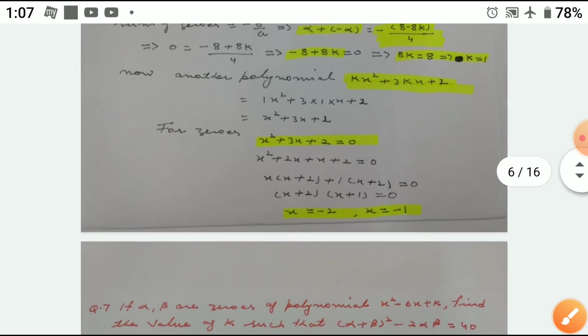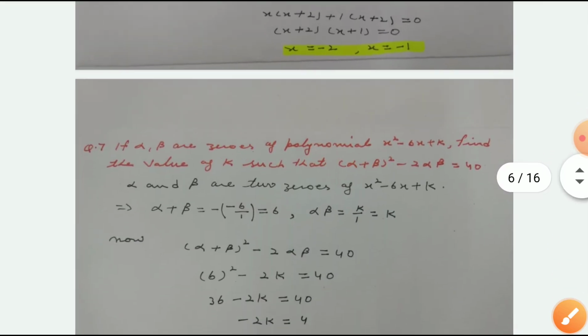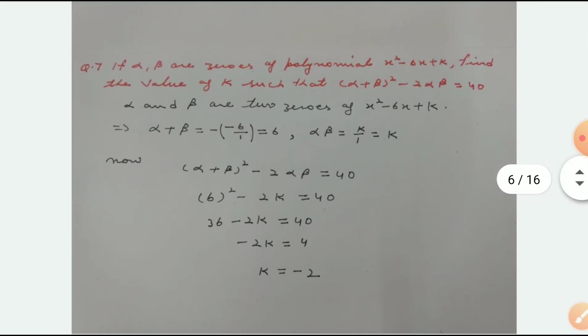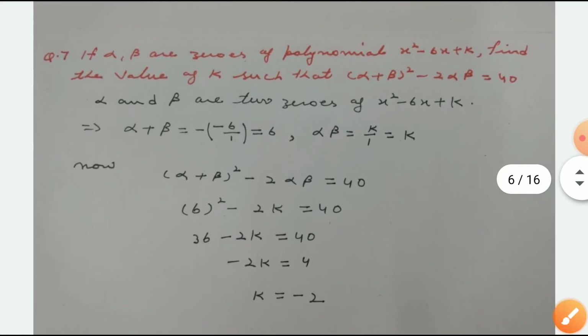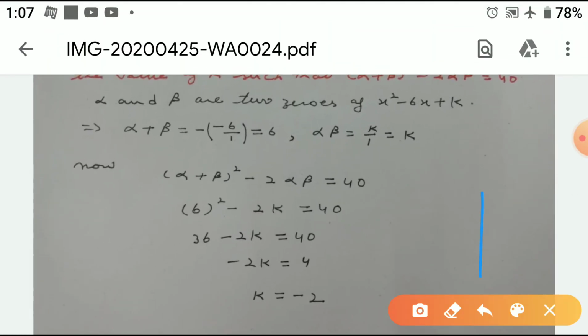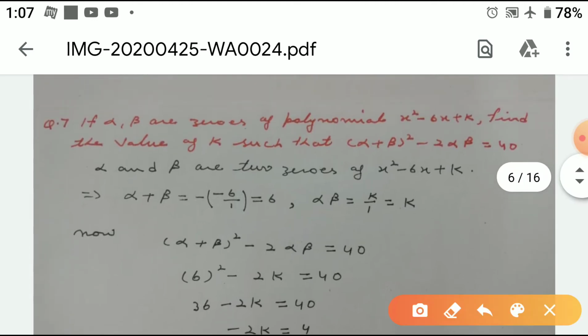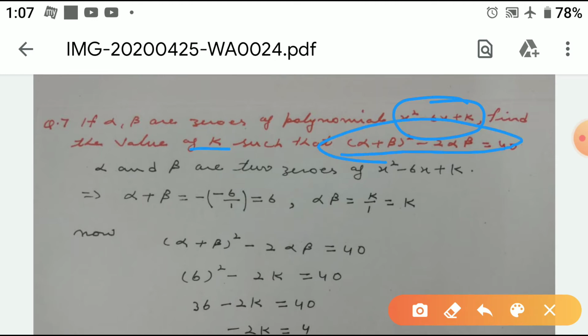Now come to question number 7. If alpha and beta are zeros of a polynomial x square minus 6x plus k, find the value of k such that alpha plus beta whole square minus 2 alpha beta is equal to 40. This is the condition given.